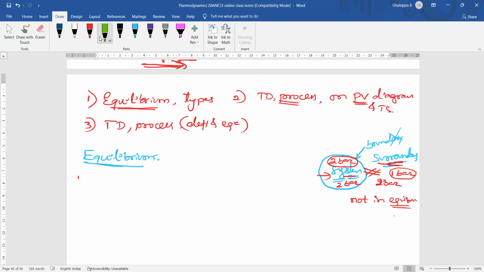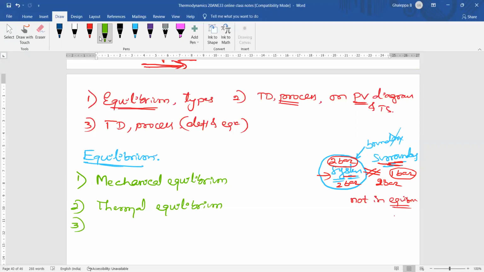The first type is mechanical equilibrium. The second is thermal equilibrium. The third equilibrium is chemical equilibrium. Okay, it is one of the important questions they may ask you in the internal assessment as well as semester exams. How will the question be asked? Define thermodynamic equilibrium or explain 3 types of equilibrium.